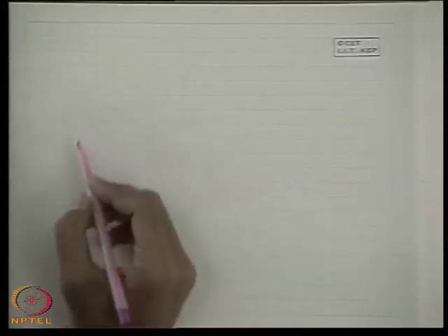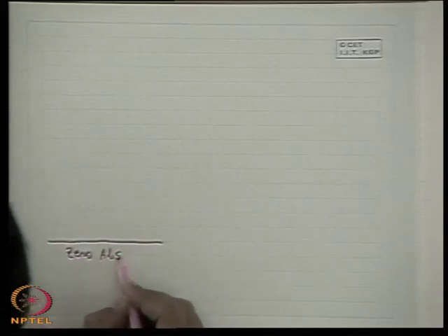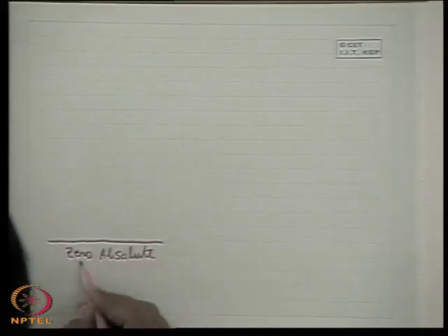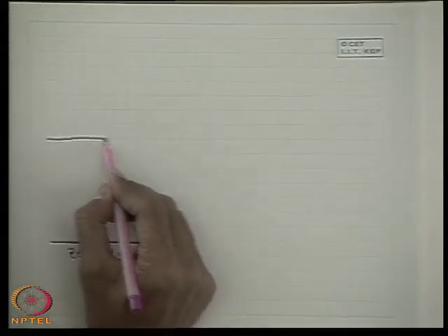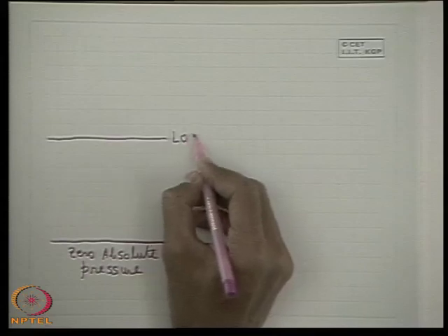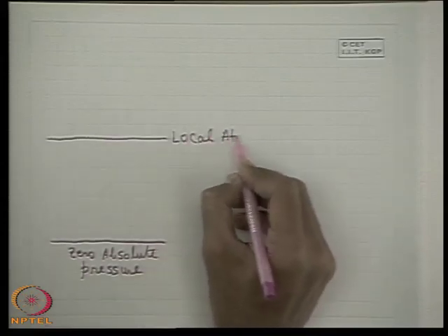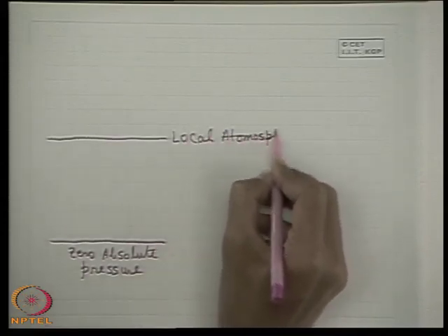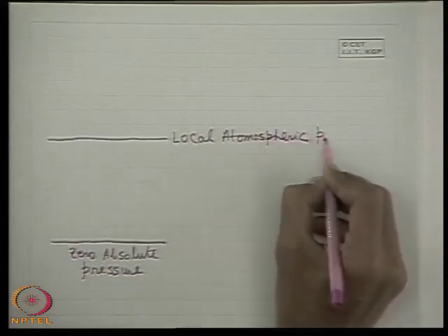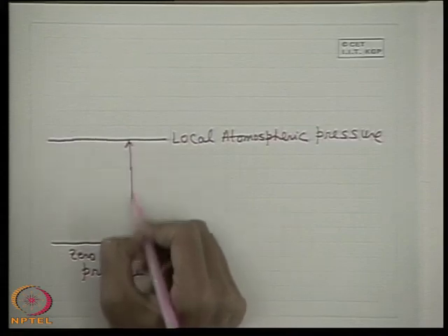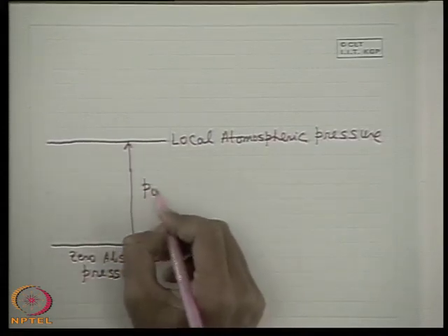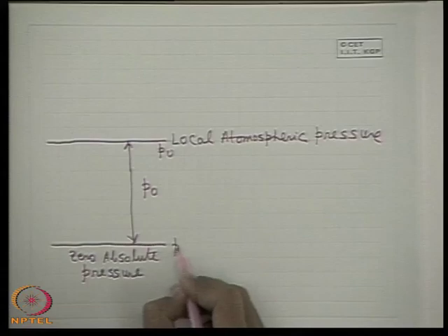You can show it like that, that if it is a 0 absolute pressure or a complete vacuum, let us see that this is the local atmospheric pressure. This is the local atmospheric pressure line. Very simple. That means this is the value of the local atmospheric pressure, that is P0. Let this is P0. This is P is equal to 0.